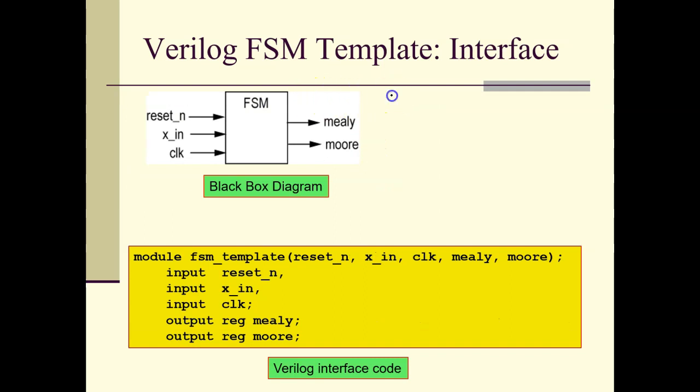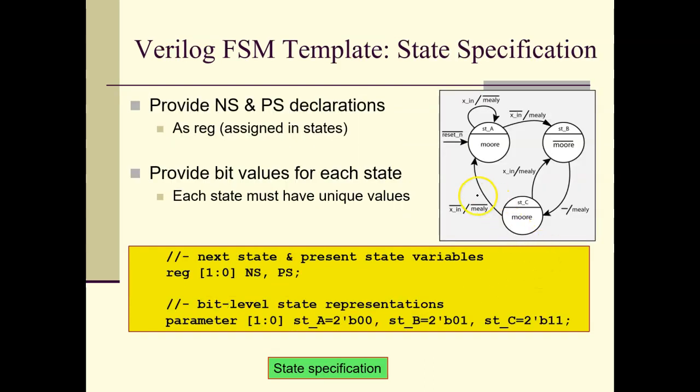But this, I call this the interface, okay? So that's just the listing of the inputs and outputs. Okay, so this is my state diagram. I just made it up. I tried to put a little bit of everything in there, and we'll be talking about that in a second.